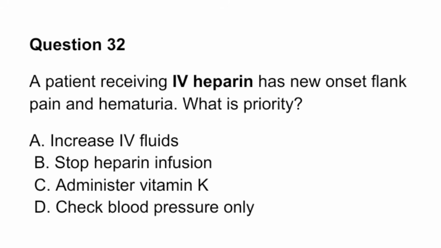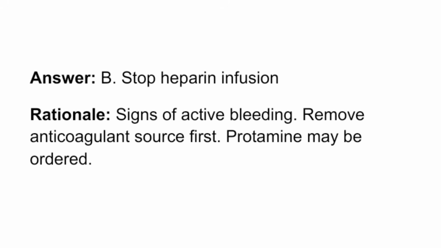Question 32. A patient receiving IV heparin has new onset flank pain and hematuria. What is priority? A. Increase IV fluids. B. Stop heparin infusion. C. Administer vitamin K. D. Check blood pressure only. Answer: B. Stop heparin infusion. Rationale: signs of active bleeding. Remove anticoagulant source first. Protamine may be ordered.